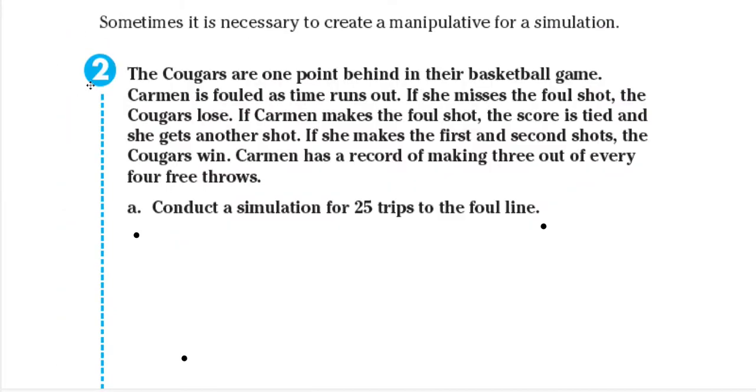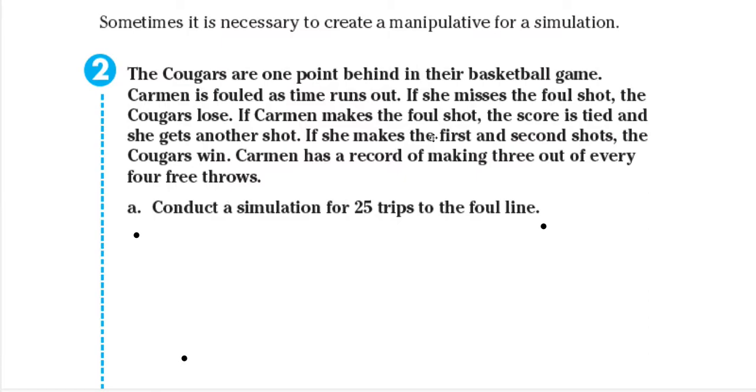Take a look at example number 2. Sometimes it is necessary to create a manipulative for a simulation. In example 2, that is exactly what we are going to do. The Cougars are 1 point behind in their basketball game. Carmen is fouled as time runs out. If she misses the foul shot, the Cougars lose. If Carmen makes the foul shot, the score is tied and she gets another shot. If she makes the first and second shots, the Cougars win. Carmen has a record of making 3 out of every 4 free throws.